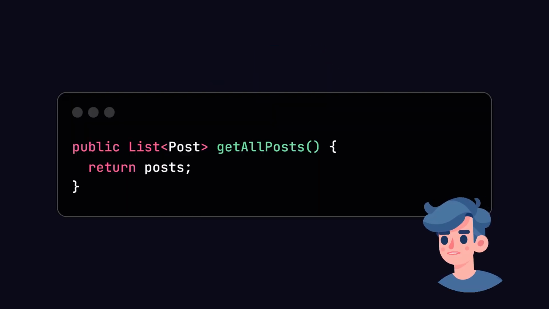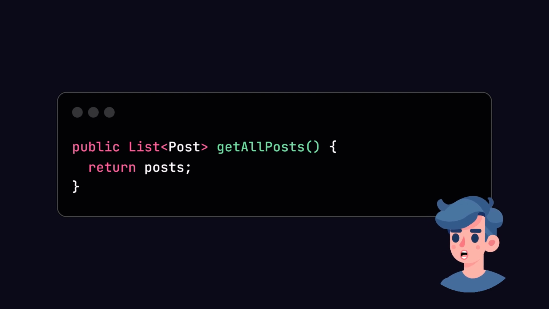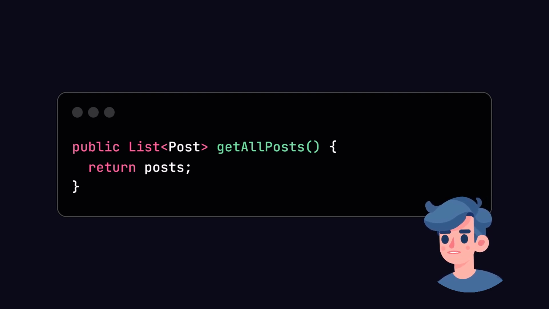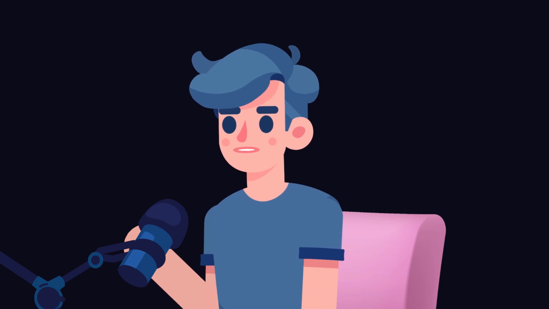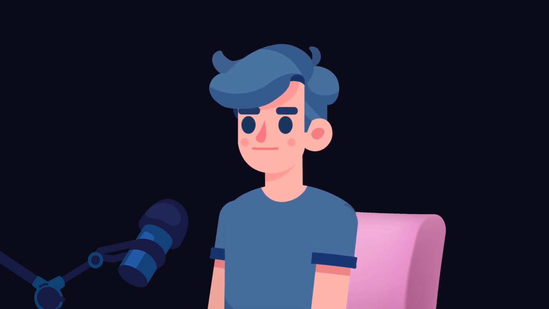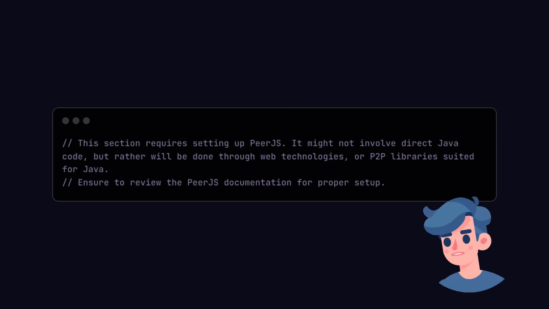Now that we have a basic structure for our social network, let's implement a method to retrieve all posts for display. This method will be beneficial for displaying users' feeds. This getAllPosts method returns a list of all posts made on the network. Keep in mind that we will eventually replace the in-memory storage to work with a decentralized database or some distributed storage. Next, we can start imagining how our P2P network will work.